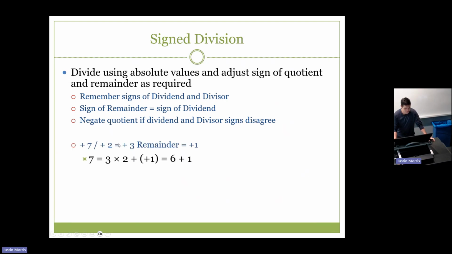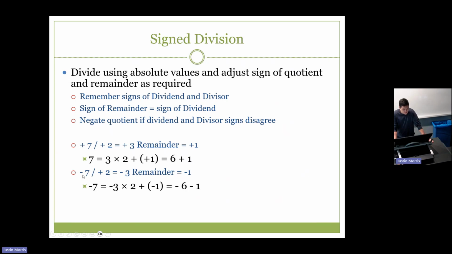So here is our example for sign. So 7 divided by 2. This is all positive, so we don't need to do any flipping. So we get that 3 and a remainder of 1. Right?